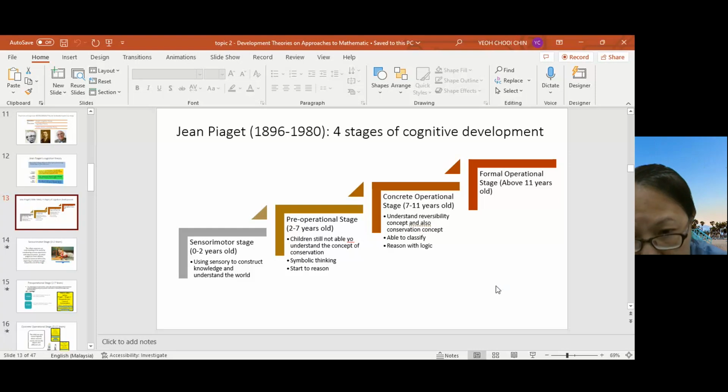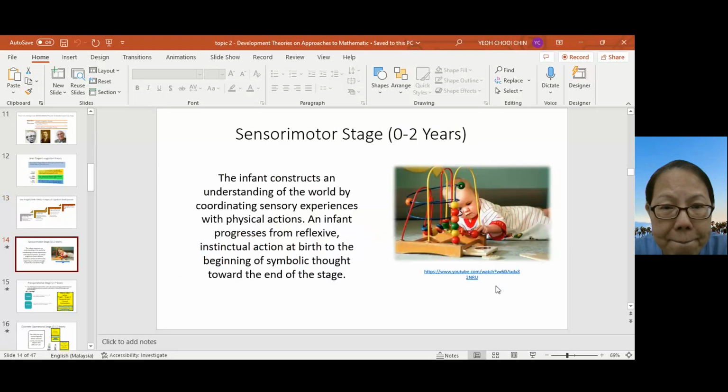Because at that point of time they already can think that way, think more logically. They are able to classify things, and they are able to reason with logic better. So formal operational will be 11 years and above. Yeah, they are formal already. They know things better.